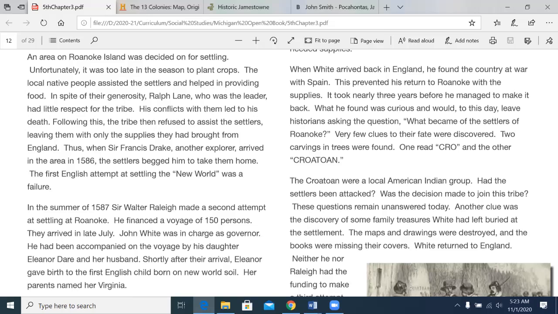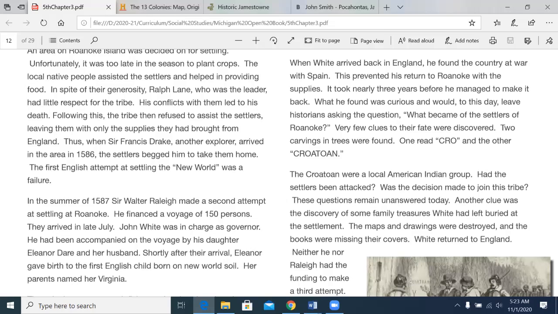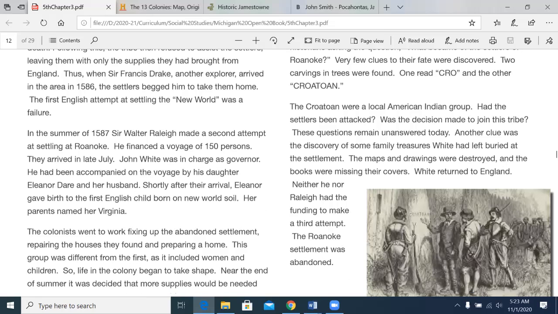What he found was curious and would, to this day, leave historians asking the question, what became of the settlers of Roanoke? Very few clues to their fate were discovered. 2 carvings in trees were found, one red crow and the other Croatoan. The Croatoan were a local American Indian group. Had the settlers been attacked? Was the decision made to join this tribe? These questions remain unanswered today.